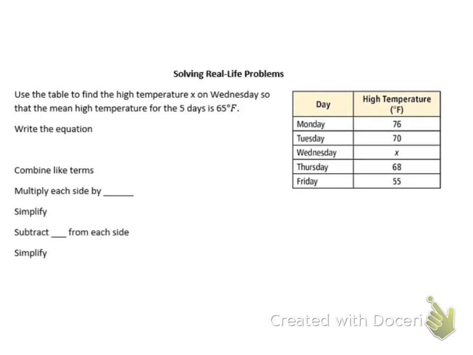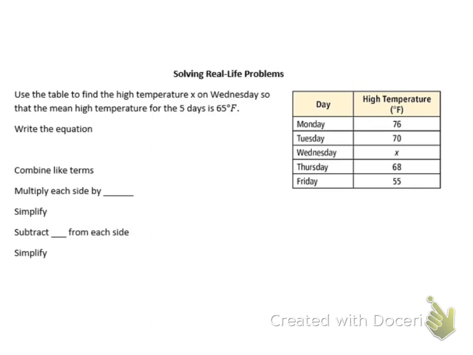All right, so here we've got a word problem. And they say we're going to use this table to find the high temperature x on Wednesday so that the mean high temperature for the 5 days is 65. So some key things to note. We're talking about mean. We're over 5 days, and we want that mean to equal 65.